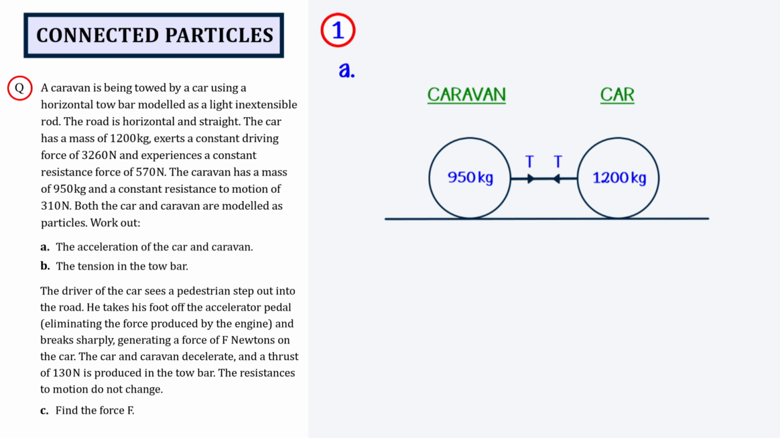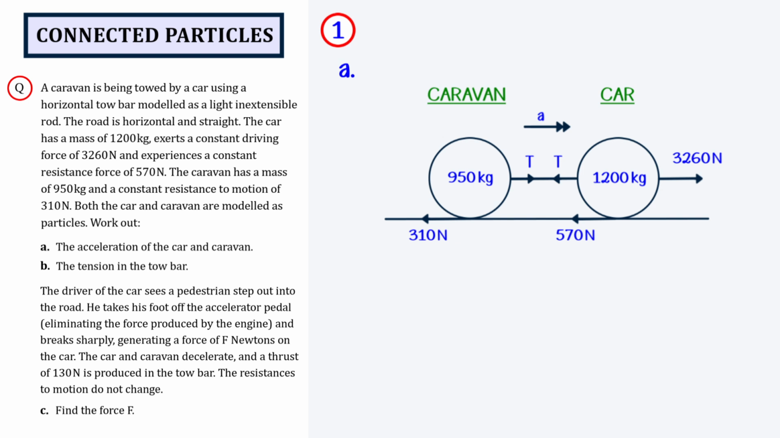Now, for the force exerted on the car by the car's engine, we can draw an arrow facing the direction of motion and label this as 3260 newtons. And to represent acceleration, we can show an arrow pointing in the direction of motion and label this as A. And finally, to represent the resistance to motion forces, we can show an arrow labelled 570 newtons in the direction opposite to motion for the car, and an arrow labelled 310 newtons for the caravan. And because there's no need to label any forces that are perpendicular to the direction of motion, the diagram now shows all the forces we need to consider.